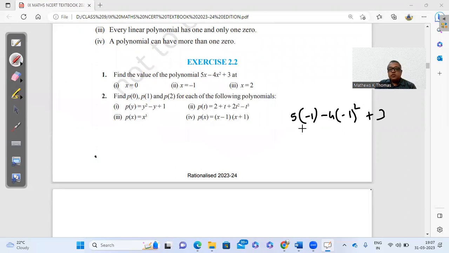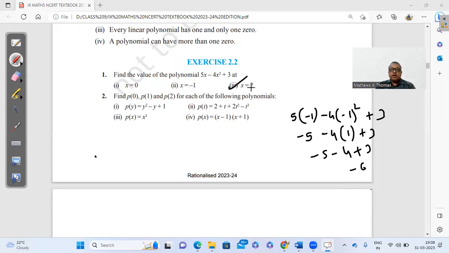So x is minus 1, I'm putting this, it will become minus 5, minus 4, when I square this, I'm going to get positive 1, plus 3, right? Minus 1 square is positive 1. So this will be minus 5 minus 4 plus 3. So minus 9 and plus 3, answer is minus 6. So x is minus 1, answer is minus 6.